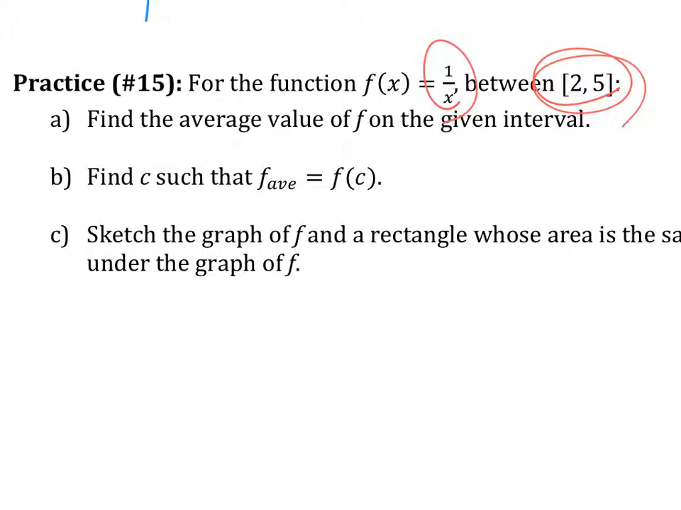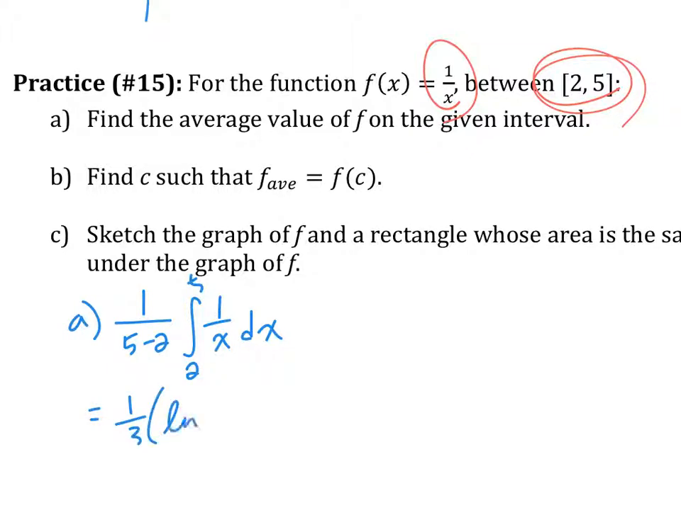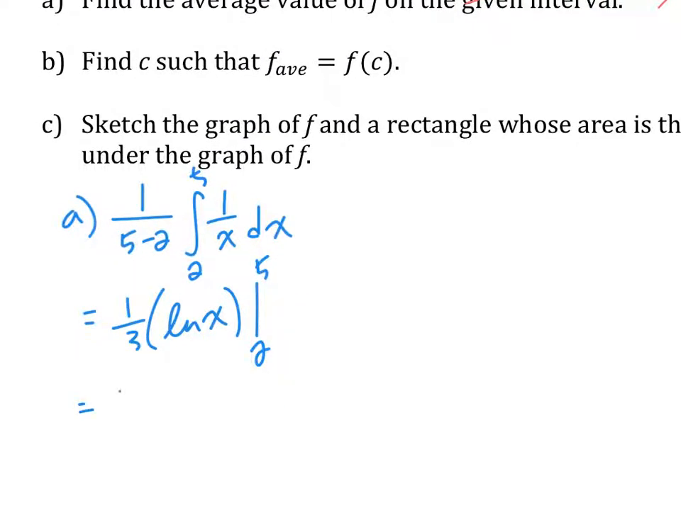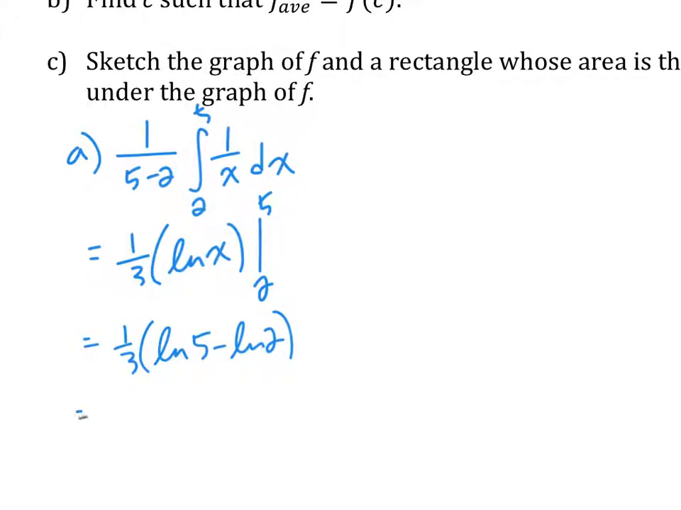A. Find the average value of f on the given interval, so just apply the formula. 1 over 5 minus 2, integral from 2 to 5 of 1 over x dx. So that is 1/3 natural log x evaluated from 2 to 5. 1/3 natural log 5 minus natural log 2. You can probably call it done at that point, or you could simplify this a little bit more if you forget your log rules.